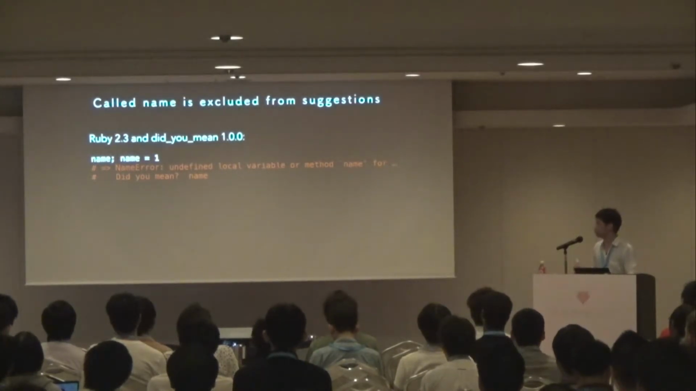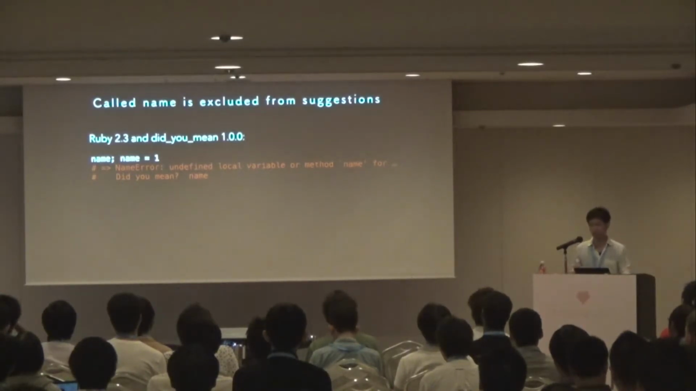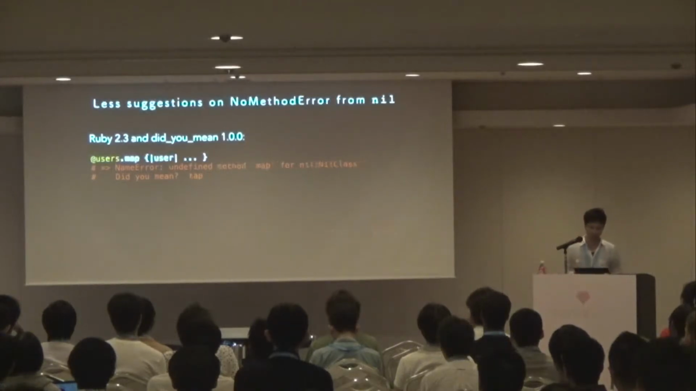Okay, so next one. This is really confusing. Let's say you have name, and you are trying to assign a variable to name, and then you get an error: hey, name method or name variable doesn't exist. Did you mean name? It makes no sense, right? So in the latest version, I just took it out.